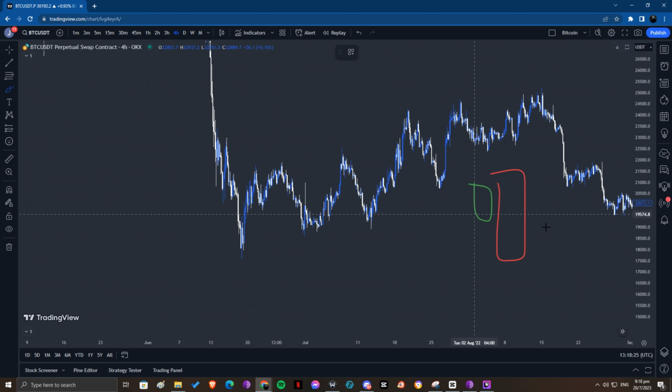As usual, we cannot have it as a wick. A wick bigger than the previous candle is not considered an engulfing. It has to be a big, strong candle that opposes the previous candle. And yes, it has to be the body, it cannot be the wick.